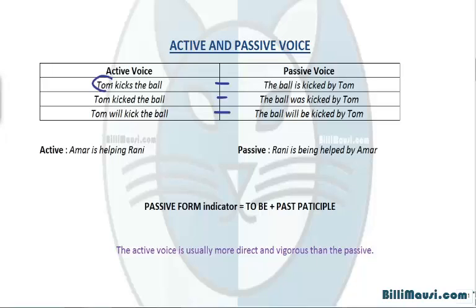Where Tom comes at the beginning of the sentence in active voice, it is replaced by the ball in the passive format. In active form, we can see that Amar is helping Rani, and in passive voice, Rani is being helped by Amar. So basically, it's like catching your nose from behind your head. So why use passive voice?